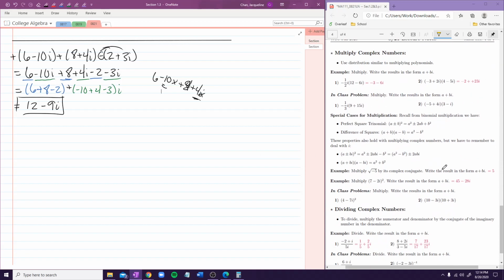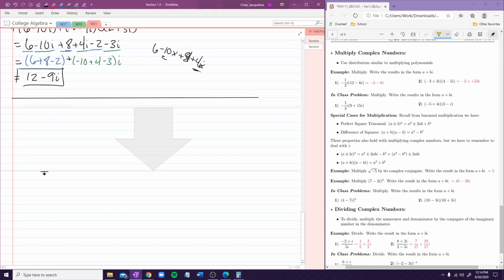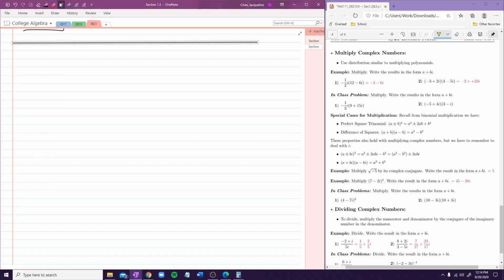So now let's talk about multiplying complex numbers. When you multiply complex numbers, we're going to use distribution, which is similar to multiplying polynomials. So the first example, we have negative 1/2 i times 12 minus 6i. So what am I going to do? I'm going to take this negative 1/2 i and distribute it.